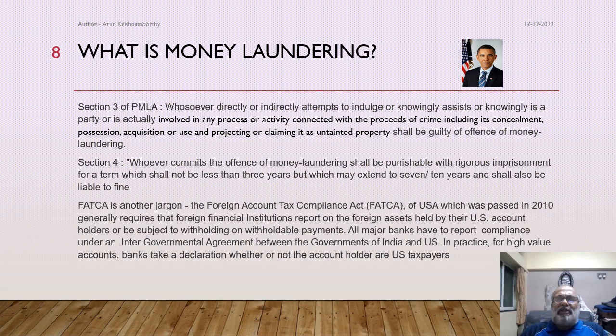Let me say that if I steal some jewelry and sell it to a pawnbroker, I take the cash and deposit it in the bank. Then the thief, the pawnbroker, as well as the bank are all cognizable as an offence under the PMLA. And the punishment is stringent. It is rigorous imprisonment for a term not less than 3 years, but may extend up to 7 years, 10 years in some cases. So it's a strict act, but then how well it is enforced, I will come to that.